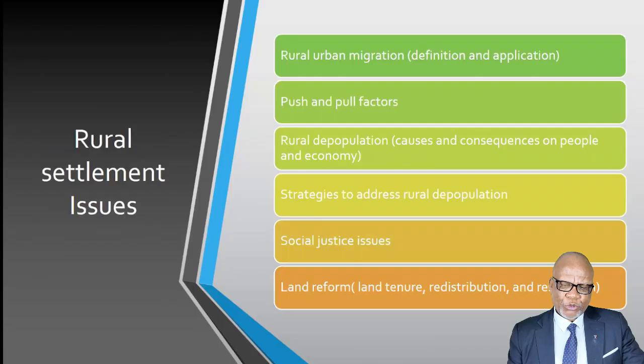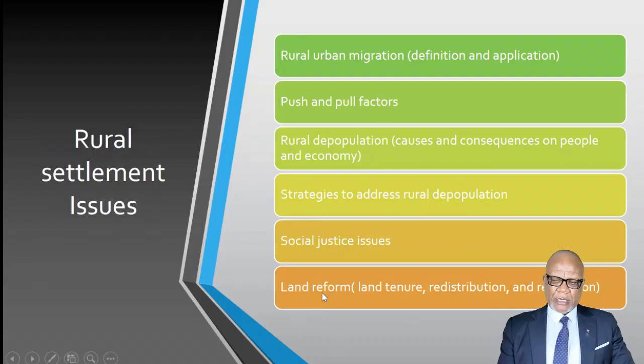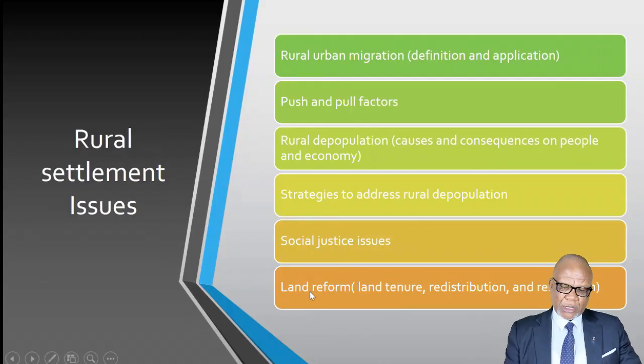Then we're going to look at rural urban migration. You must be able to define rural urban migration. You must be able to state, is it a push factor or a pull factor? We must be able to explain the causes and the consequences of rural urban migration, which result in rural depopulation. So what is rural depopulation? Strategies to address rural depopulation, social justice issues.